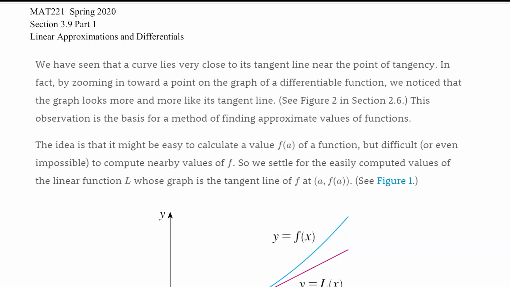In section 3.9, we learn about linear approximations and also differentials. So you already know that when you look at a function graphed with its tangent line, the tangent line and the function are very close together when you're close to the point of tangency. And actually, another way to say that is that a differentiable function is locally linear.